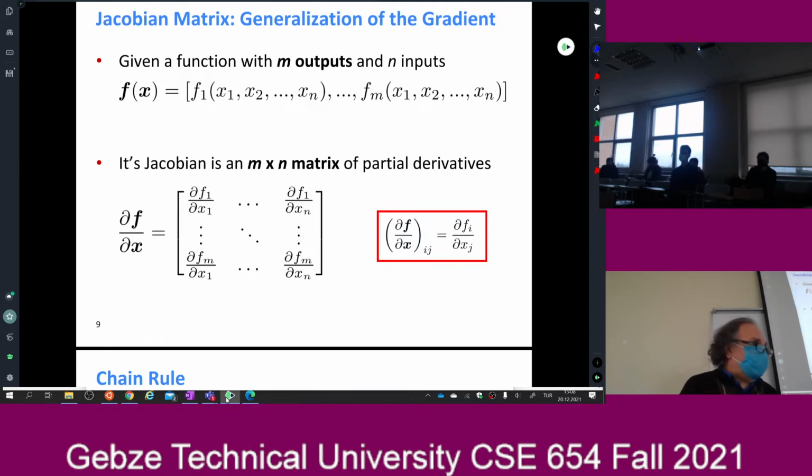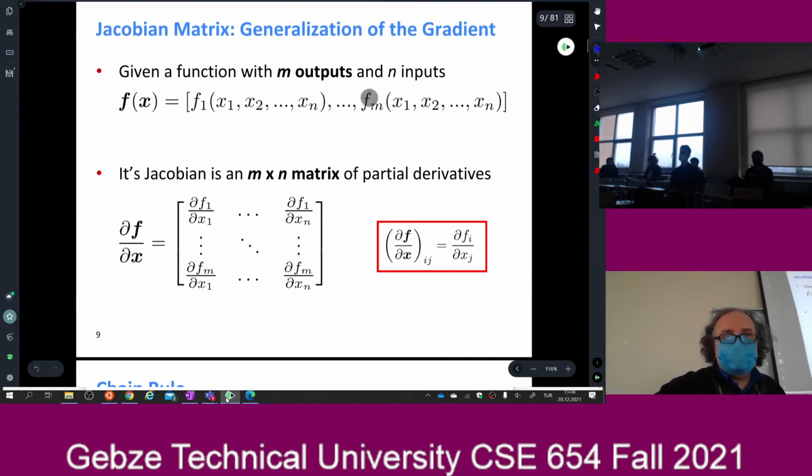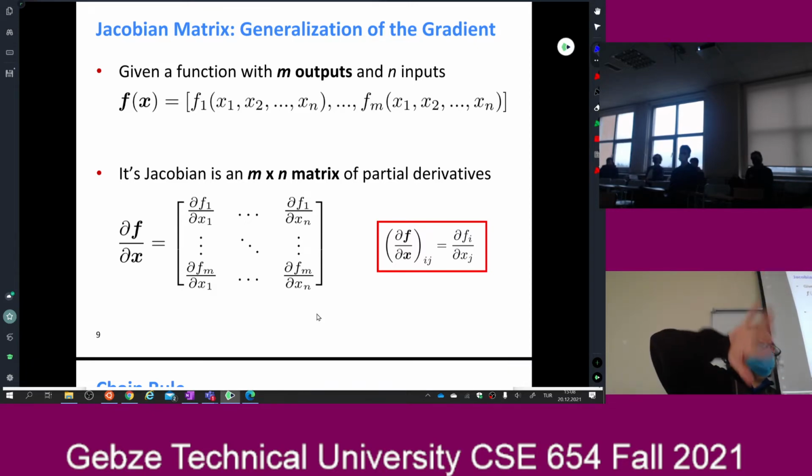Okay, n inputs and m outputs. It's like this. Remember, each layer takes n inputs and m outputs, right? Depending on the number of nodes. That's what it's going to be, okay?